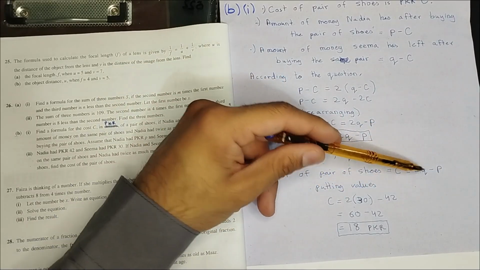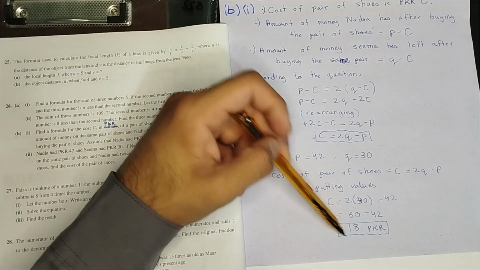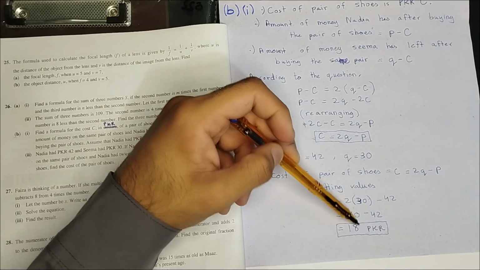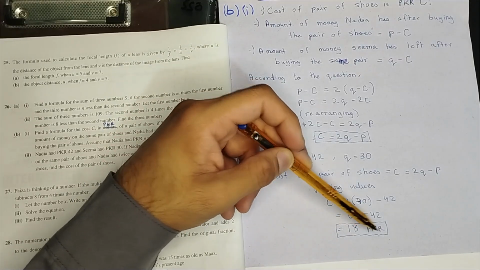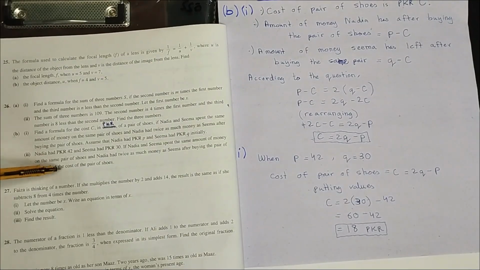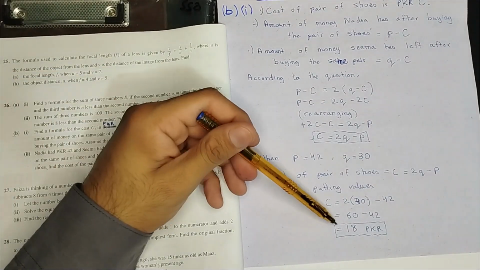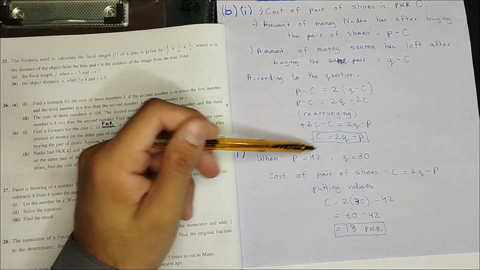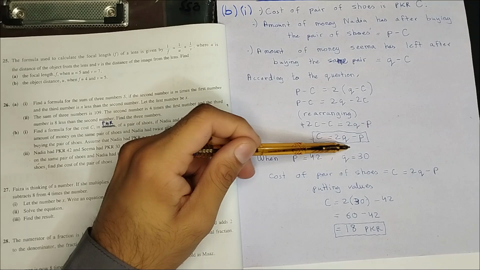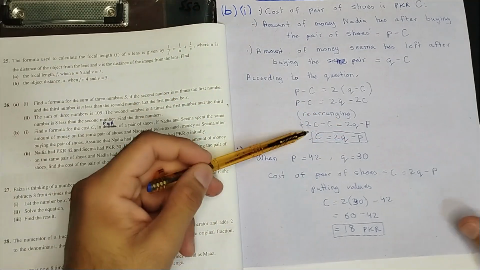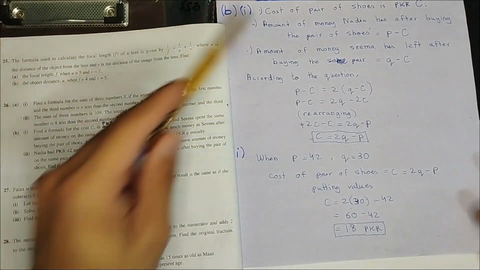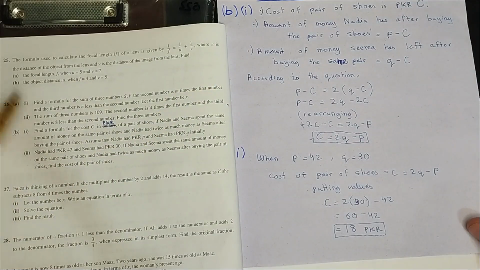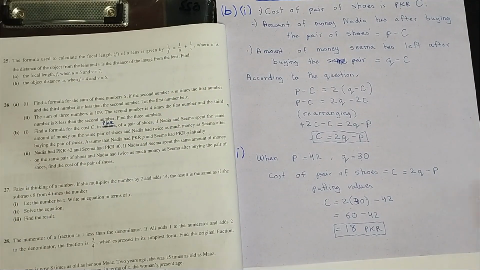Once you put in the values, you have to multiply and solve it further. You get the value of C. What is the value of C? It's 18 PKR, and that's exactly what is required in this question. So you got the value of C, the cost of the pair of shoes. I was able to find it by knowing the money that they had initially, and by using the formula that I found in the first part of this question. This deals with question number 26.